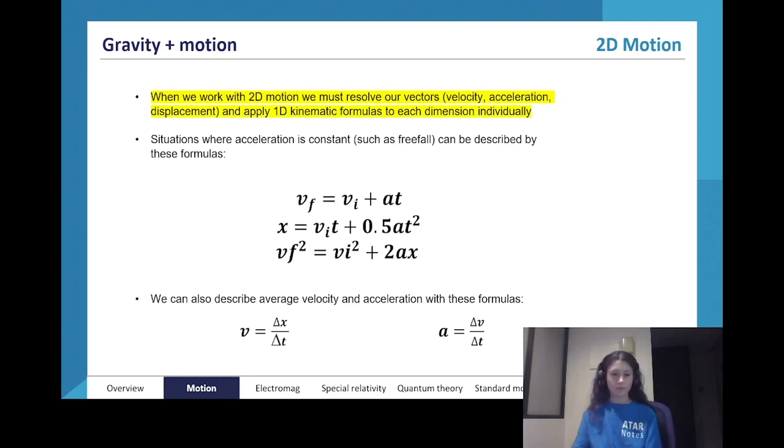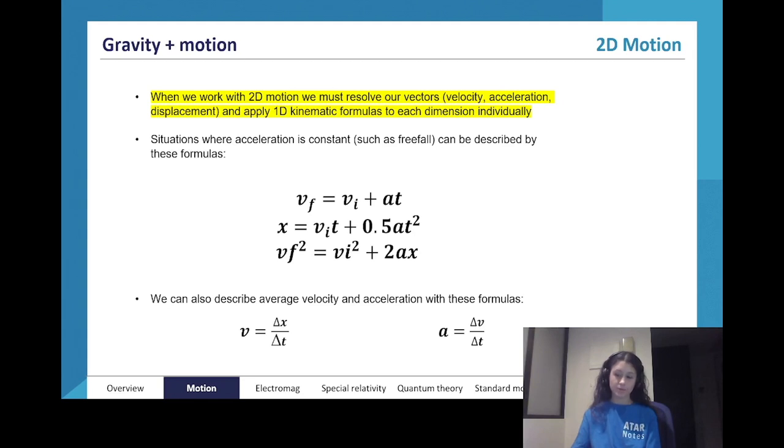Remember, projectile motion is a case where our acceleration is constant because the only acceleration that we're considering is acceleration due to gravity, which is always 9.8 meters per second squared towards the ground. So because our acceleration is constant, we can apply these formulas.